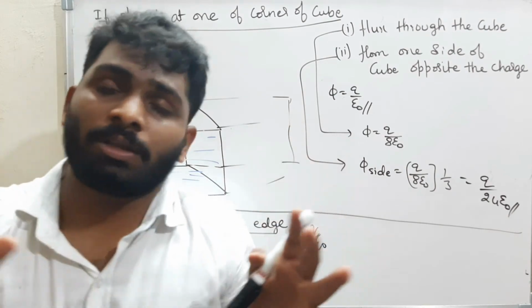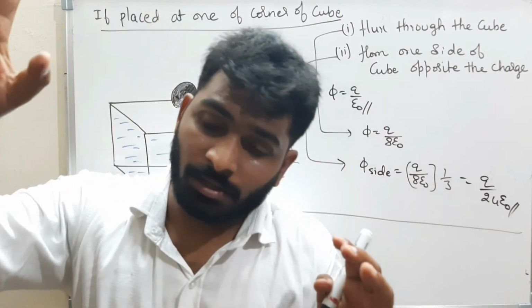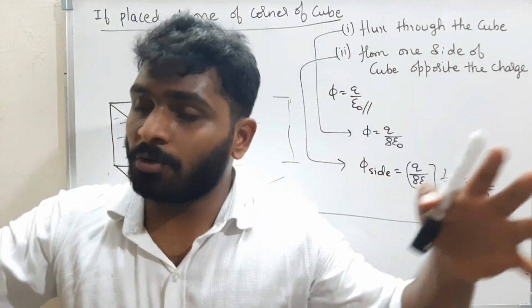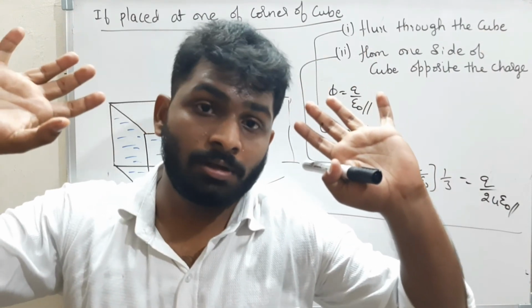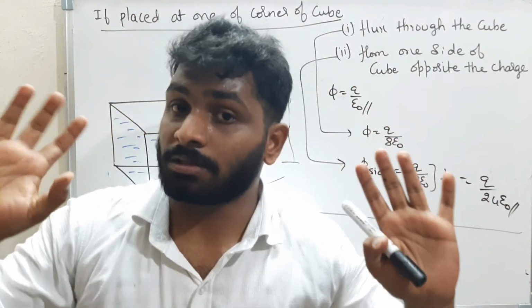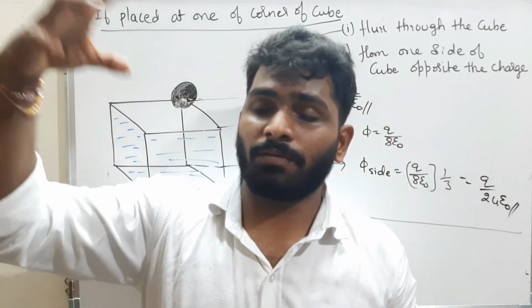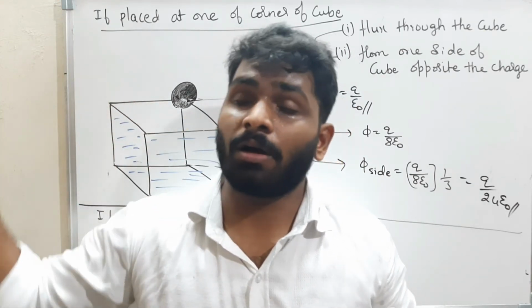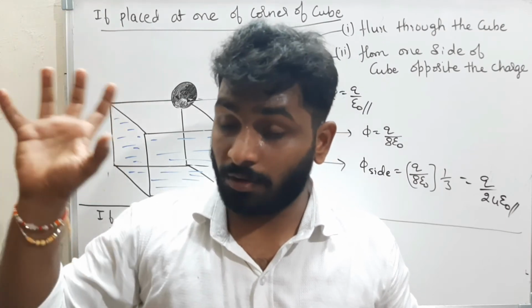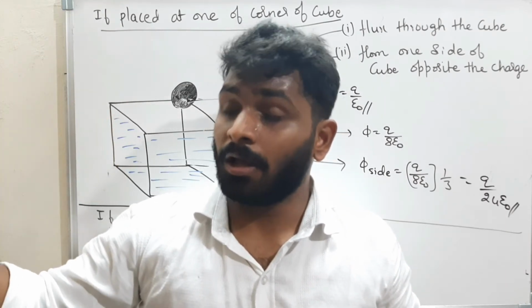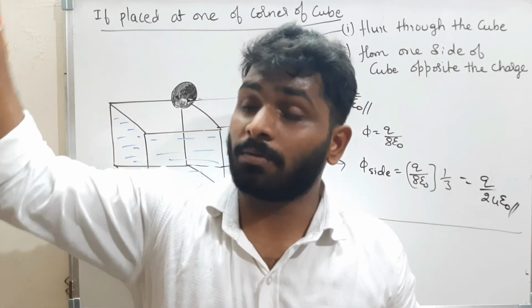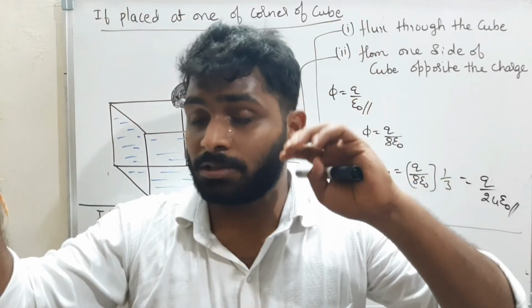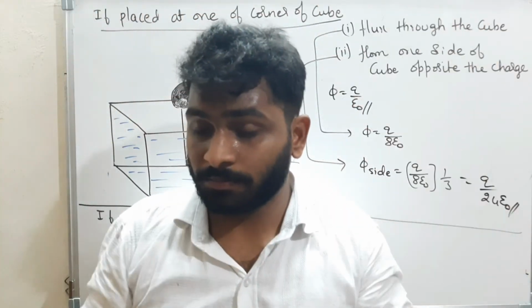There is a box and the charge is here. To cover the charge, how many cubes do I need? You have to imagine. If you imagine, then only you will get the answers. If the charge is at one of the corners, to cover that I have to give one more box here, one more box inside, one more box on top, and one more box here. Then only I can cover this charge. Therefore, I need 4 cubes.